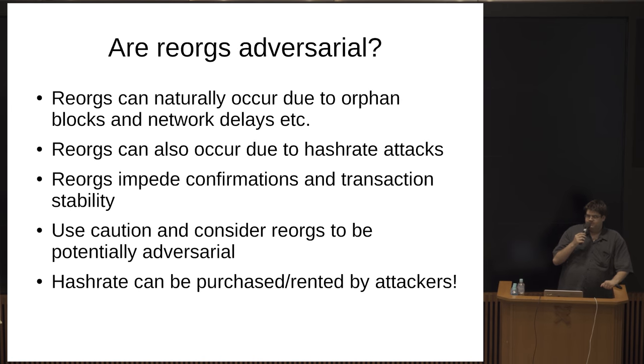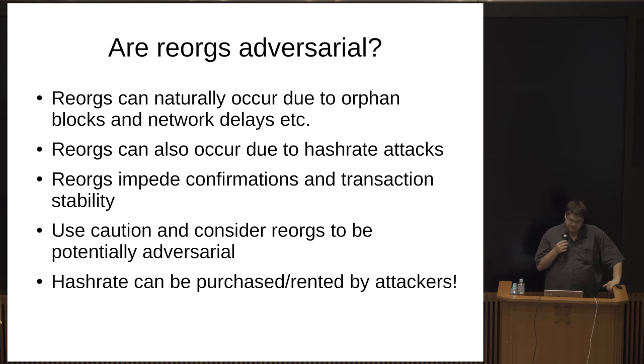One way to think about this is that a reorg in the case of an orphan block is generally not considered adversarial, because that's just something that occurs due to the network topology of the Bitcoin network or other things that people didn't really intend. But technically, an adversarial entity or attacker could purchase or rent Bitcoin hash rate and create blocks of the structure that they prefer. This has a monetary cost that you can calculate, and it's really not as high as you might think.